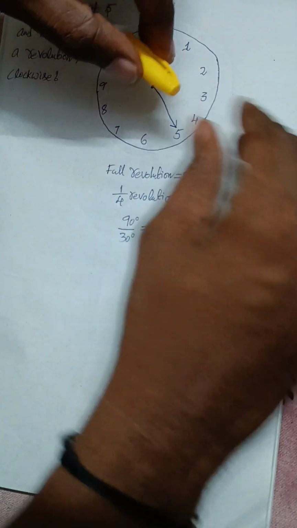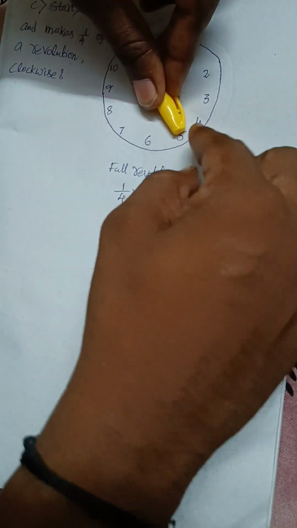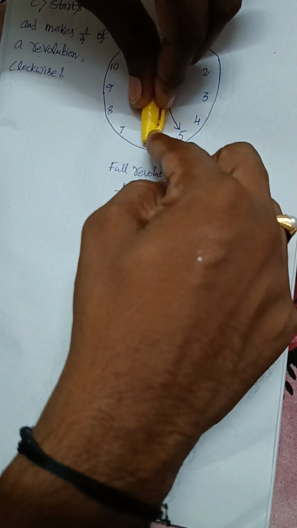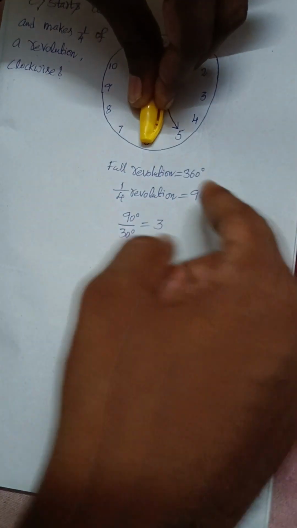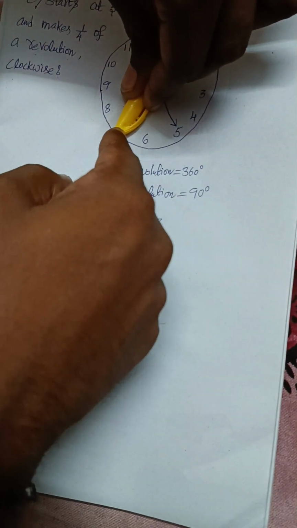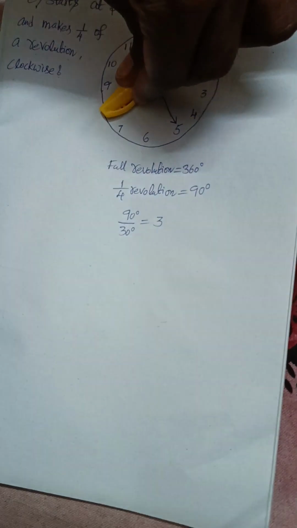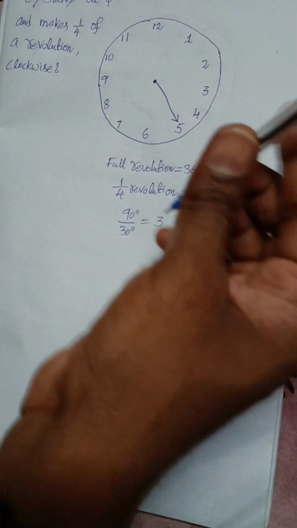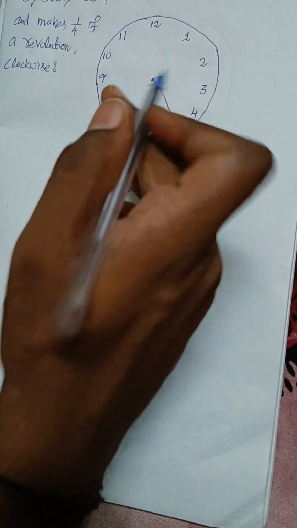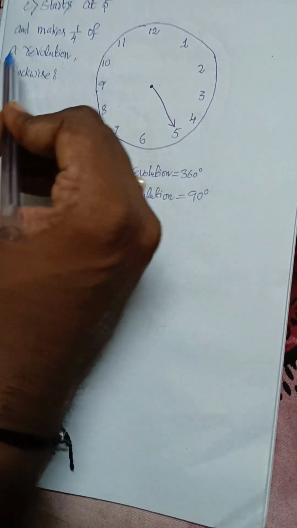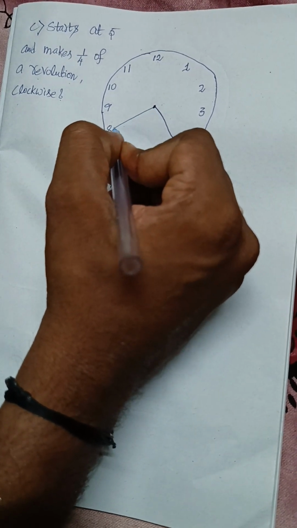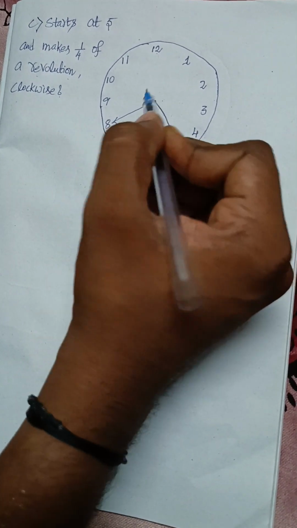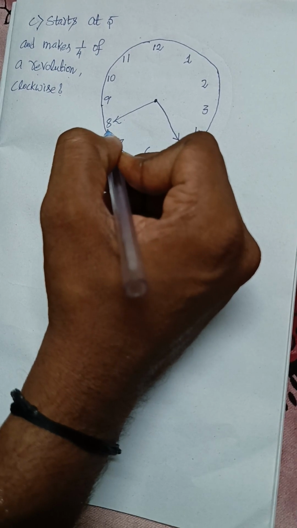Means if it starts initially at 5, after covering 30 degrees it will reach 6. After covering 30 degrees it will reach 7. After covering 30 degrees it will reach 8. So if it starts at 5 and makes a 1/4 of revolution clockwise, the hand of a clock will stop at 8. So the answer for this question is 8.